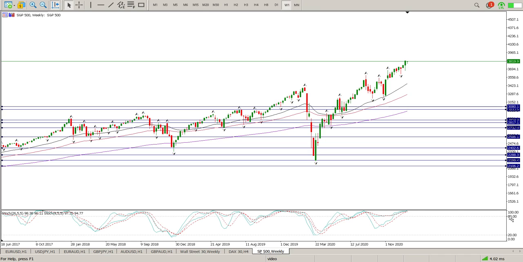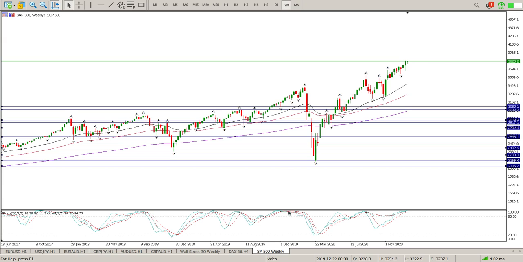We're pretty close to the 100 on the stochastics at the moment. So you can see we are right here, 94.7, and the other one is 98.39 on the weekly. That is telling us that we can still keep going up. There's no two ways about that.